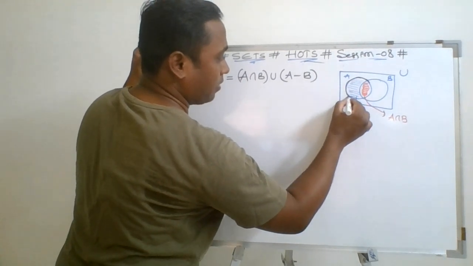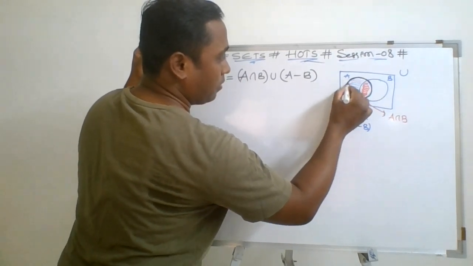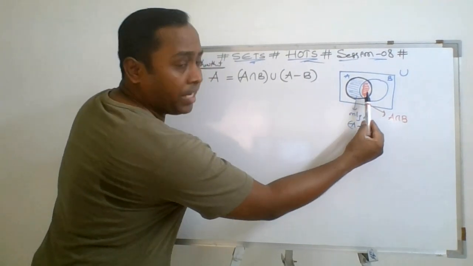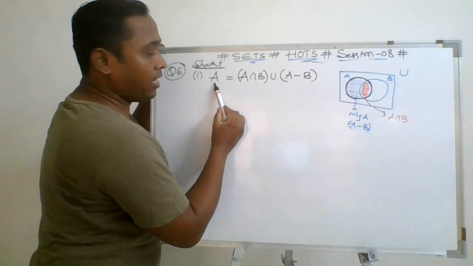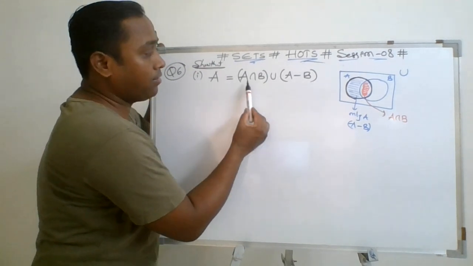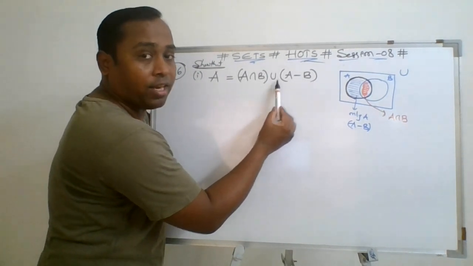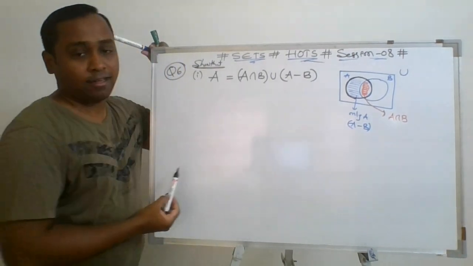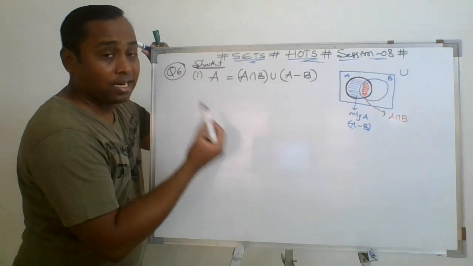So finally, if you observe, set A is basically the union of these two areas. So ultimately set A can be written as A intersection B union A minus B. We know it is a fact. This is a standard result.